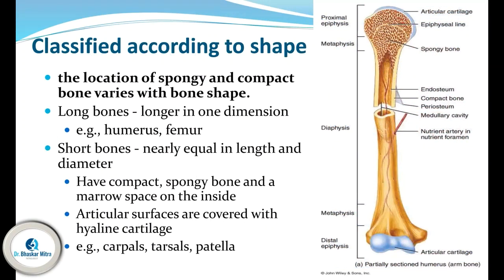Now, regarding the classification, the bone can be divided into different types. First is the long bone, where one of the dimensions is much greater, like the humerus and femur. Short bones have almost nearly equal breadth and length in all aspects, like the carpal bones and tarsal bones.